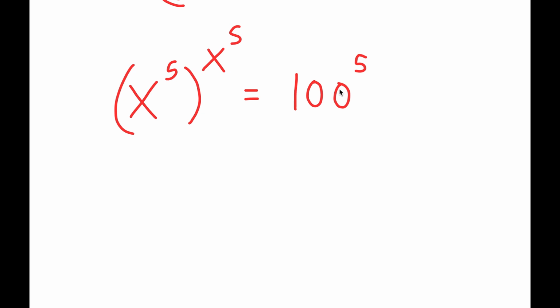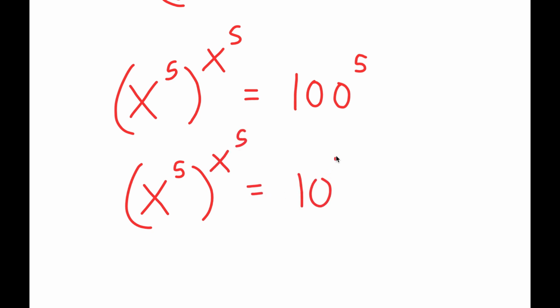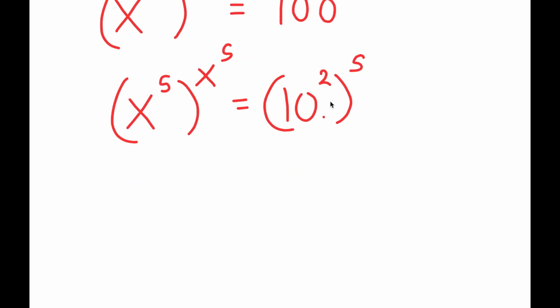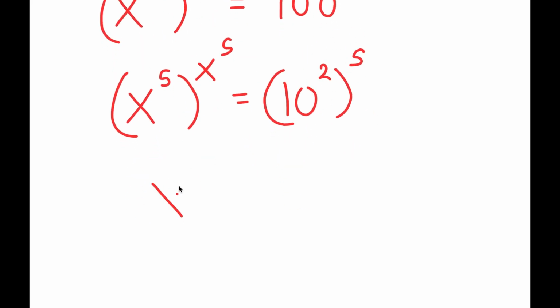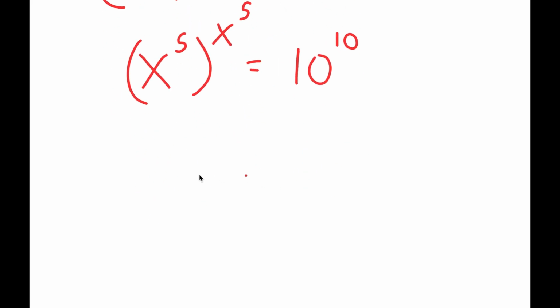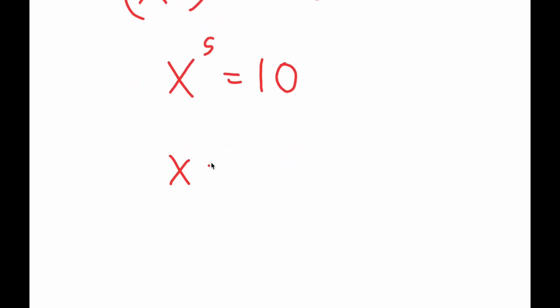Now 100 I can rewrite as 10 squared. So I get x to the power of 5 to the power of x to the power of 5 is equal to 10 squared to the power of 5. And now 10 squared to the power of 5 is the same thing as 10 to the power of 10. So I get x to the power of 5 to the power of x to the power of 5 is equal to 10 to the power of 10, meaning x to the power of 5 is equal to 10, and x is equal to the 5th root of 10. So this is my answer.